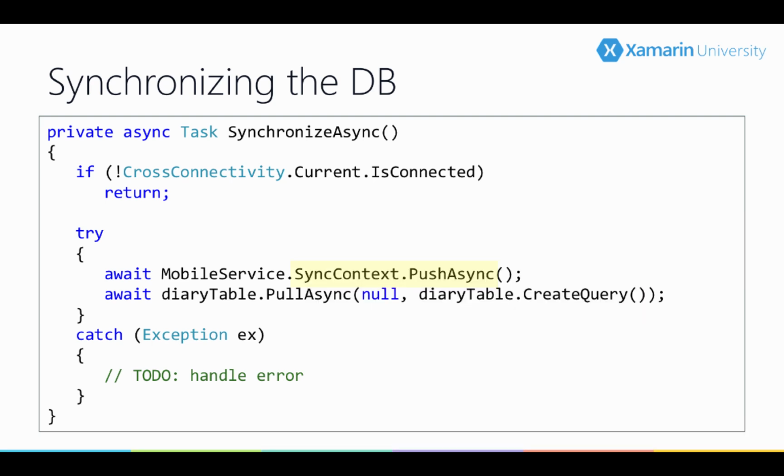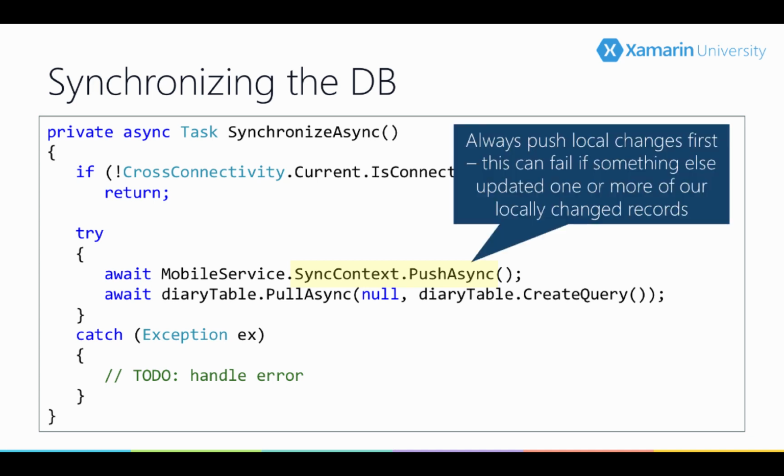Next, we push all our local changes up to the remote Azure database. And this is done through the sync context PushAsync method. And it pushes all create, update, and delete operations that were done to the local store up to the server. And it uses the same REST endpoints used by the normal table interface. And this is also the most common point of failure when synchronizing to the database. So you should always execute this method in a try-catch. And it will throw an exception if the modified record version doesn't match on the server side, and that indicates that a different client changed the same row.